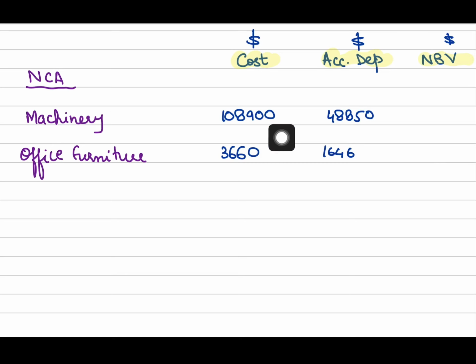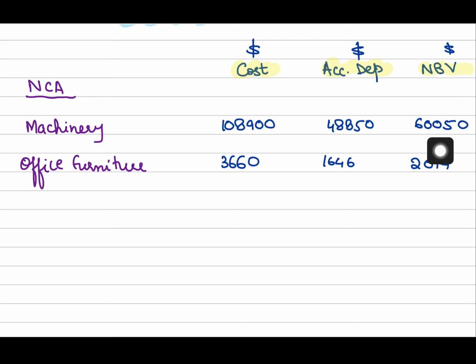I just have to calculate the net book value, and that is cost less accumulated depreciation. So the net book value for machinery is 60,050, and for office furniture it is 2014.